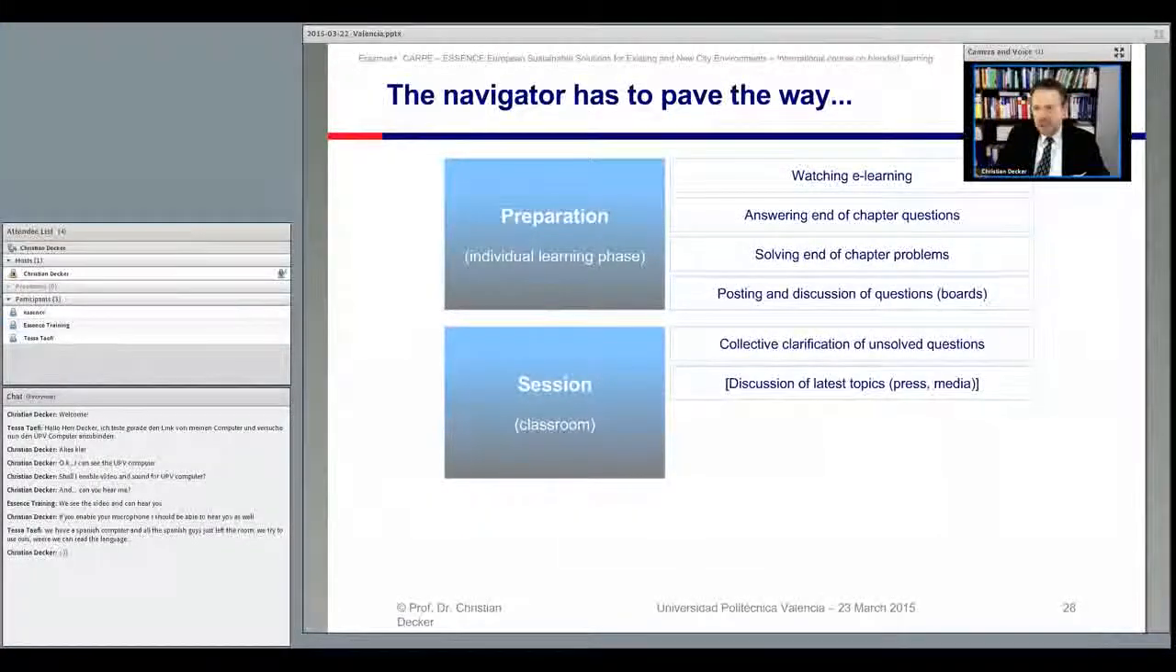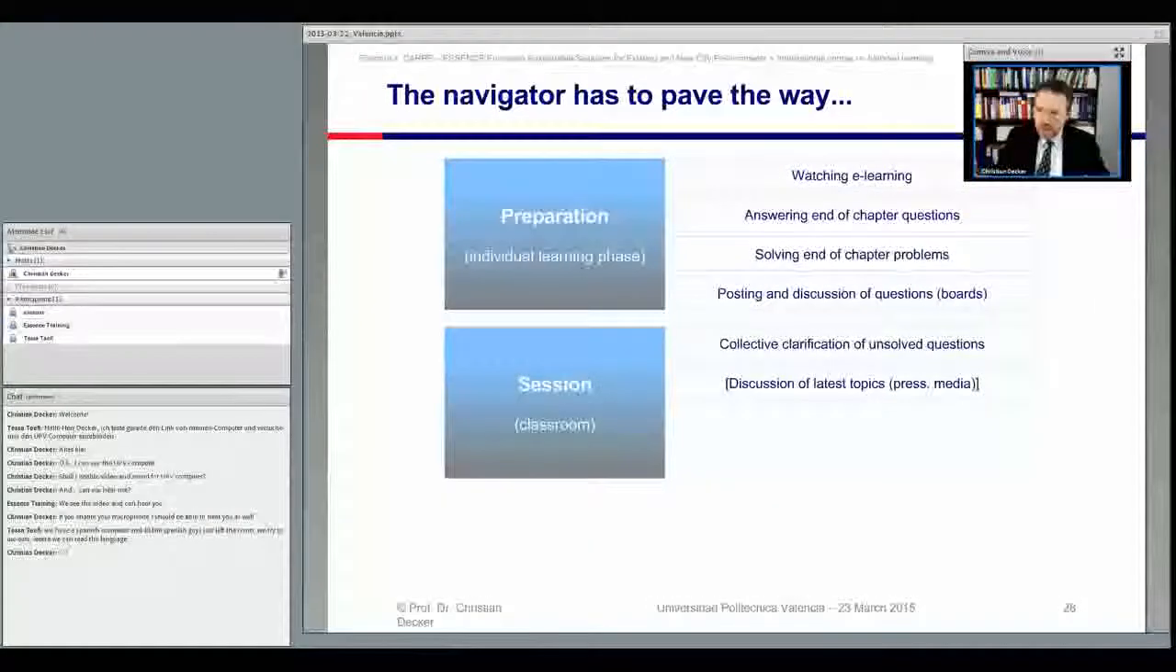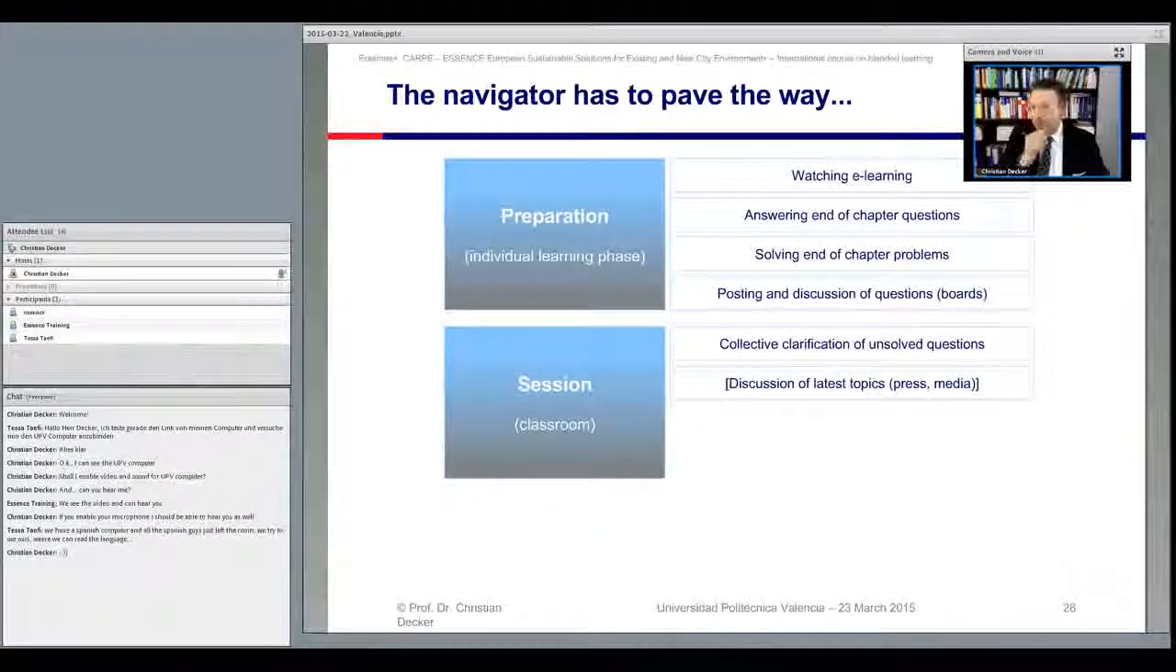Then optionally, you can discuss latest topics. Right now, a lot of things are going on. Let's say the European Central Bank decides to invest every month 60 to 65 billions in the bond markets. Students might have heard about that, have learned about that from the news, etc. So you might want to come back to these latest topics in the course room, but only if there are topics that need to be discussed.